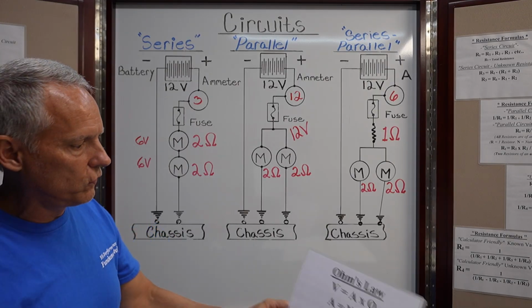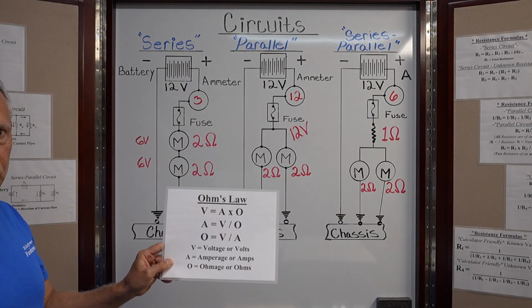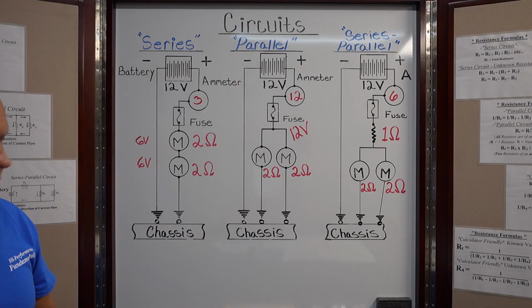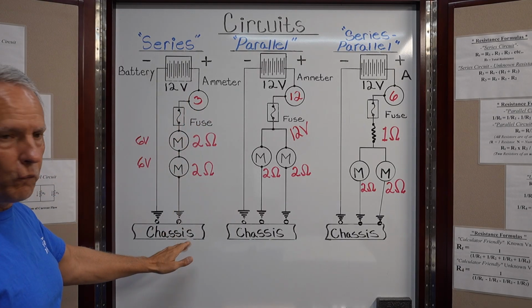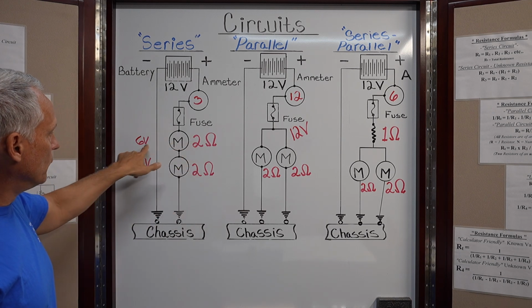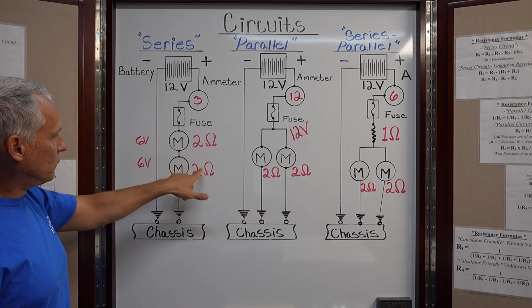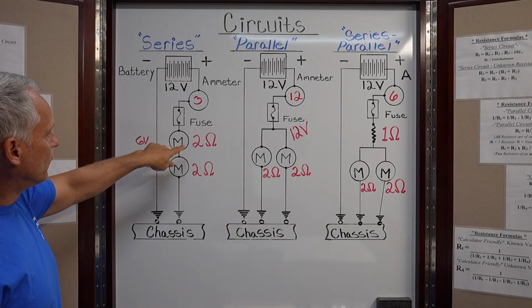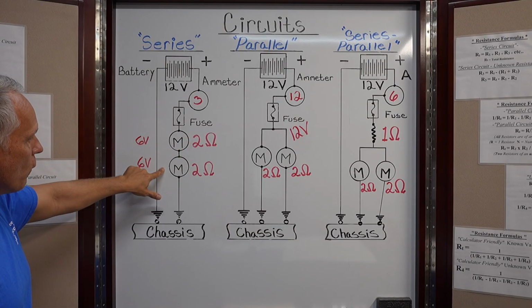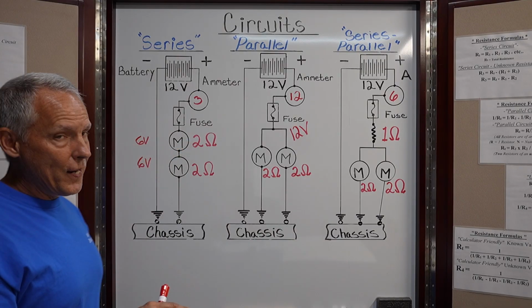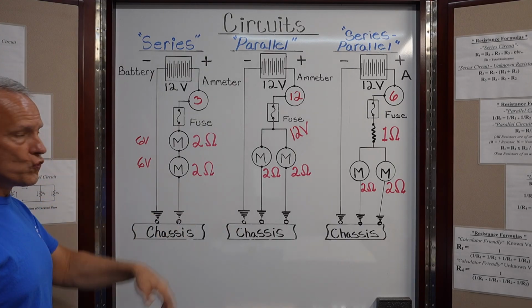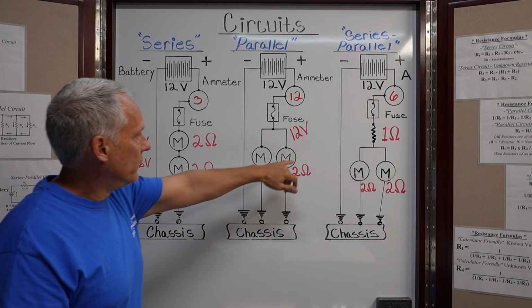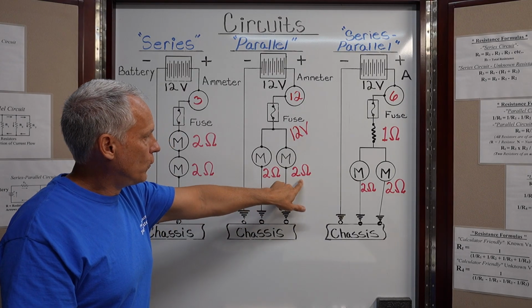We'll use volts equals amps times ohms, right? Okay, well, we know that we want to find the voltage drop across here. We have 3 amps flowing through the circuit, and we have 2 ohms. So 3 times 2 is 6, right? 3 times 2 is 6. So therefore, this motor and this motor will both see 3 amps and 6 volts. Okay, so this would make the motors drive much slower than 12 amps flowing through a 2 ohm circuit.